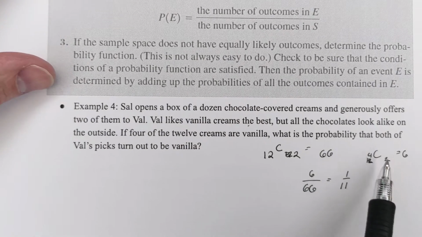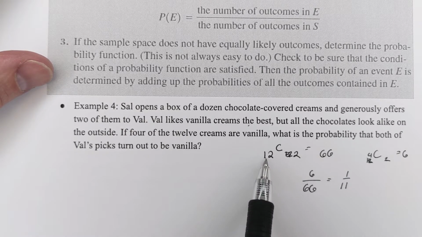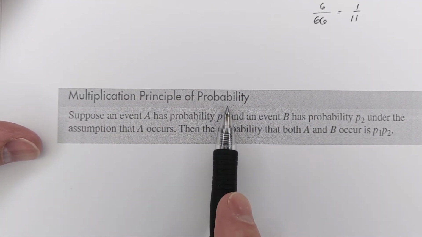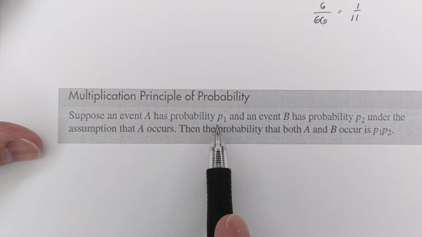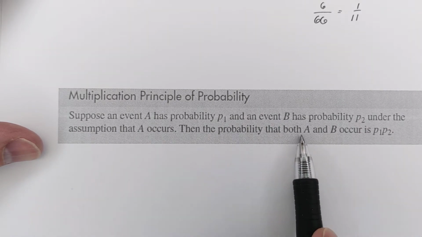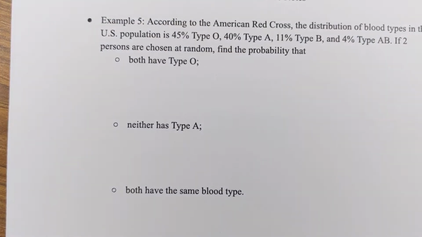So the number of ways that she can make the selection she wants, there's 4 creams, she needs to choose 2 of them, divided by the total number of ways. There's 12 total candies, she has to choose 2 of them. Okay, multiplication principle. Suppose event A has probability P1, event B has probability P2, under the assumption that A occurs, and the probability of both of them occurring is just the product. So when things happen in sequence, you multiply them together.